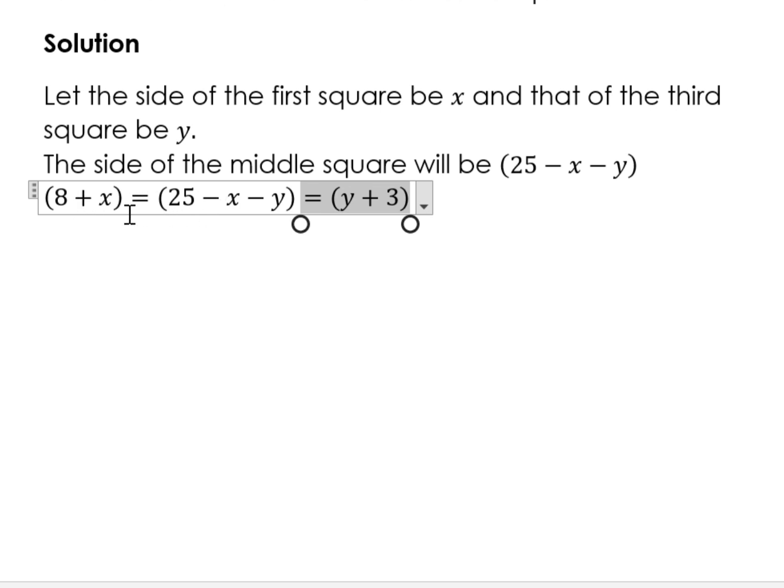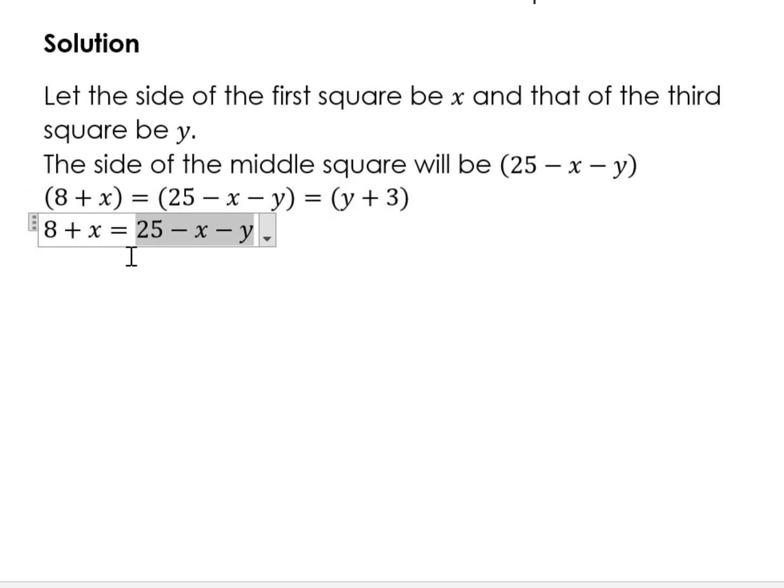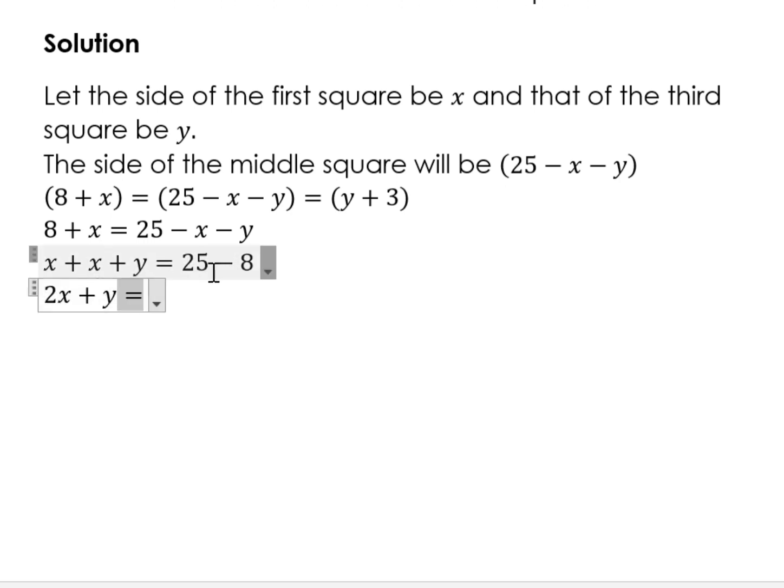Now at this point, we take this algebraic expression and this one, and we equate them. We shall have 8 plus x is equal to 25 minus x minus y. If we take this negative x and negative y across the equal sign, and we take 8 across, we shall have x plus y, because this one will change to plus x, and this one will also change to plus y, is equal to 25. And then when we take this 8 across the equal sign, we shall have 25 minus 8. If we simplify that, you will get 2x plus y being equal to 17. This is the first simultaneous equation we have come up with.